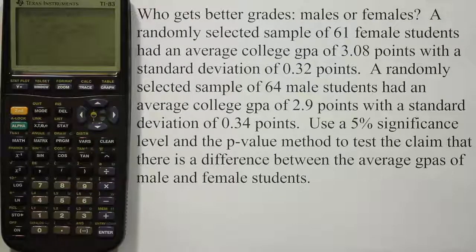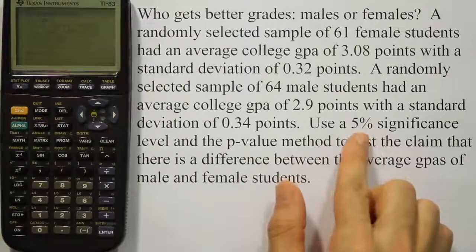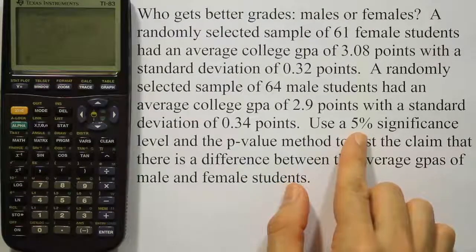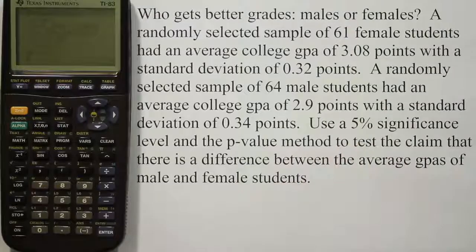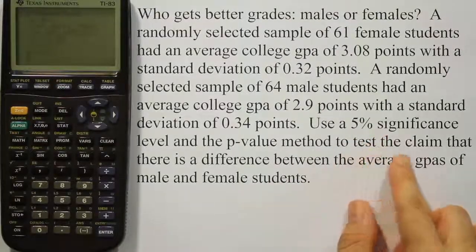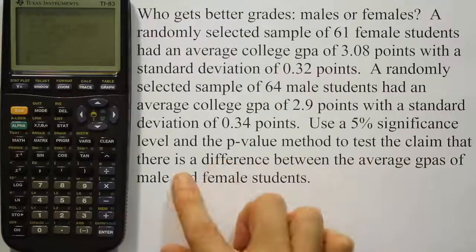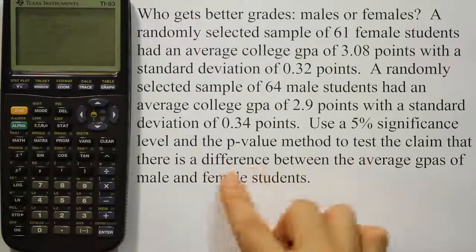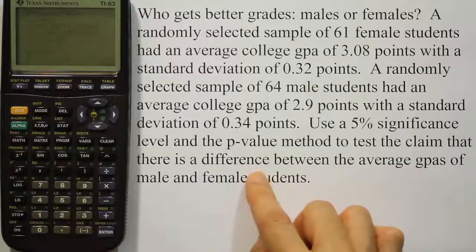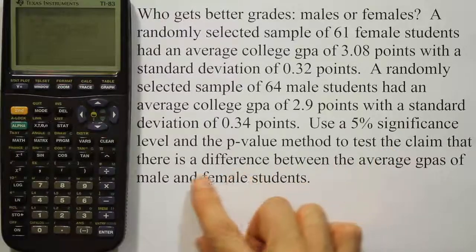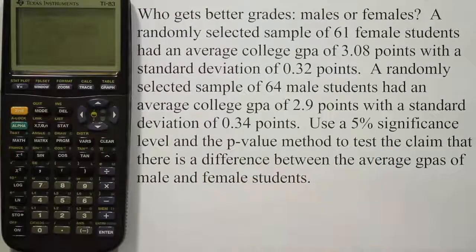It is less than 5%, and because it's less than the 5% that they gave us for the significance level, we would reject H0. And if we reject H0, we support HA. And HA, we said, is the claim in this particular problem because it says test the claim that there is a difference between the average GPAs. So it's saying not equal to, and that means that if we reject H0 and support HA, we're supporting this claim. All right, so again, most of that needs to be written down on paper.